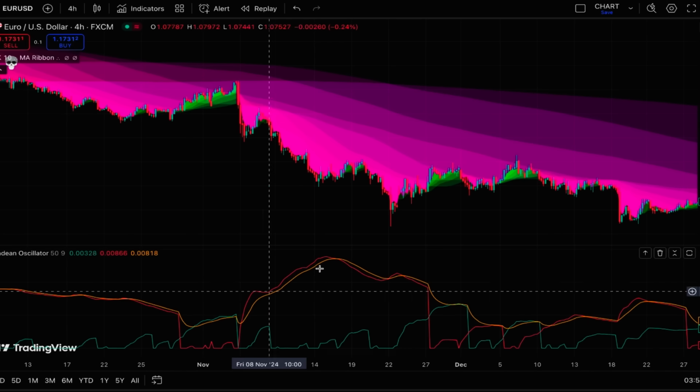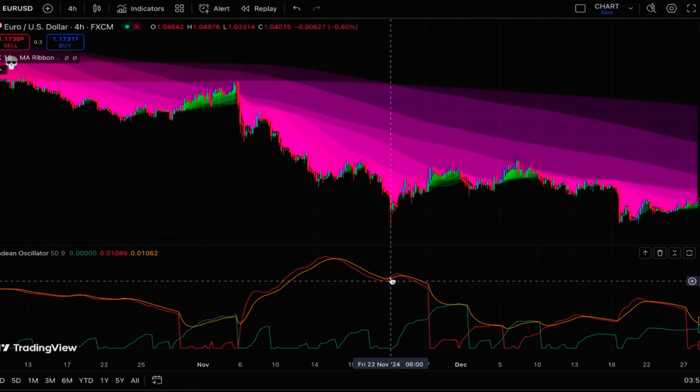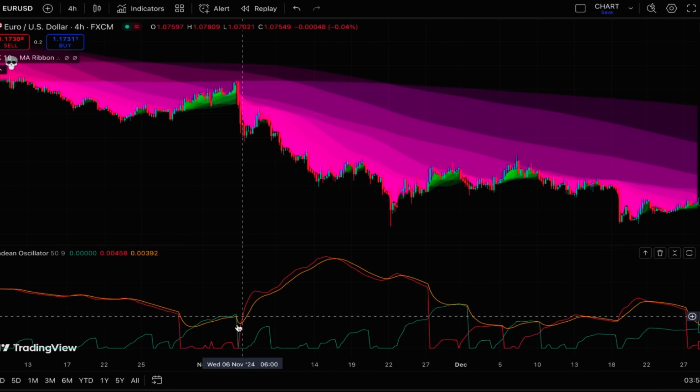We don't take crossings like this where the red line goes below the orange line and then it crosses above the orange line. This is not accepted. We want exactly a situation like this where the red line crosses above the green line and after that it crosses above the orange line.